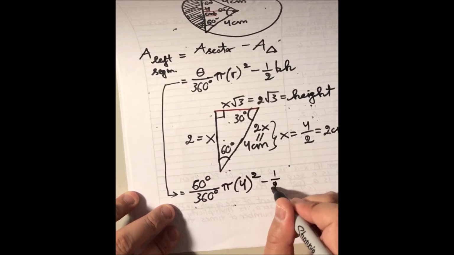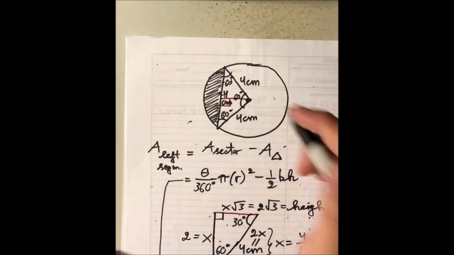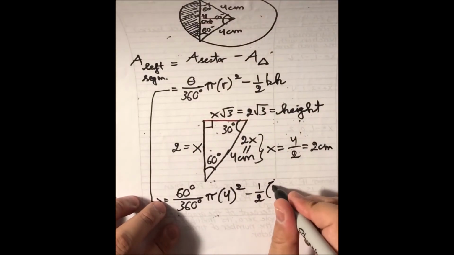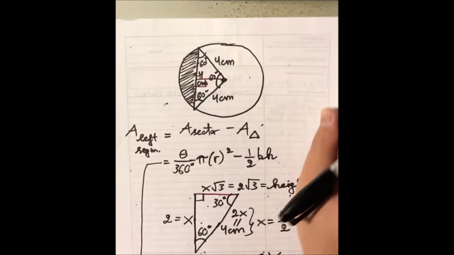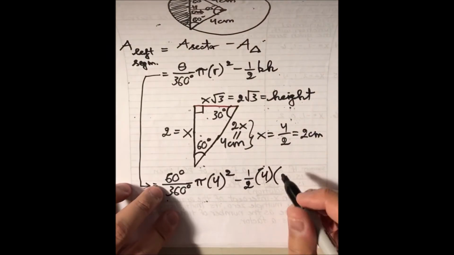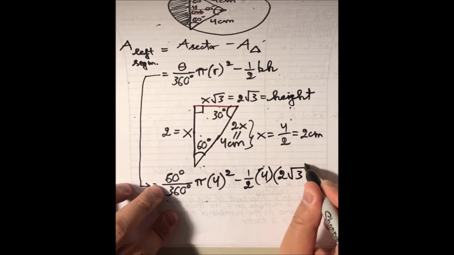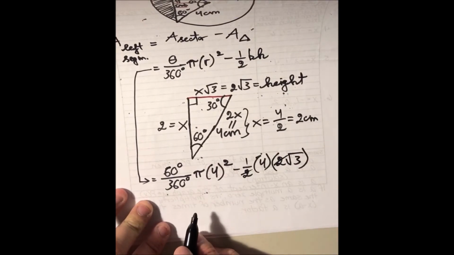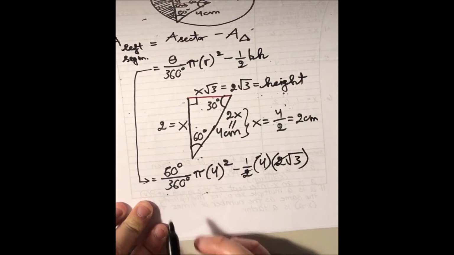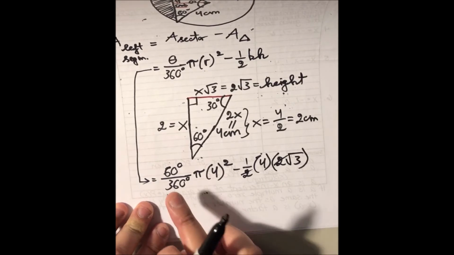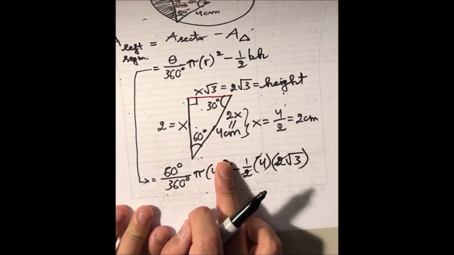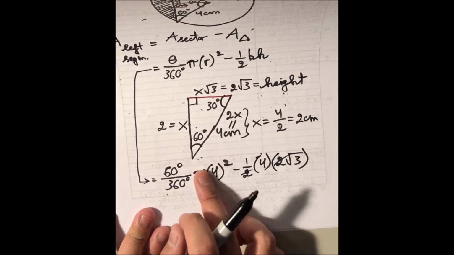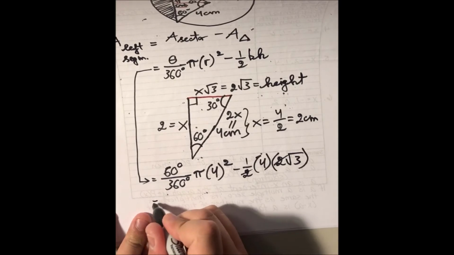minus 1/2 times the base. Well, we know the base of the triangle is 4 centimeters as given. Times the height of the triangle, which is 2 times square root of 3 that we found. Like that. Well, to simplify a little more, let's see. Mental math. 60 divided by 360 is 1/6. 1/6 times 4 raised to the second power, which is going to be 16. So we got 16 pi over 6 right here.